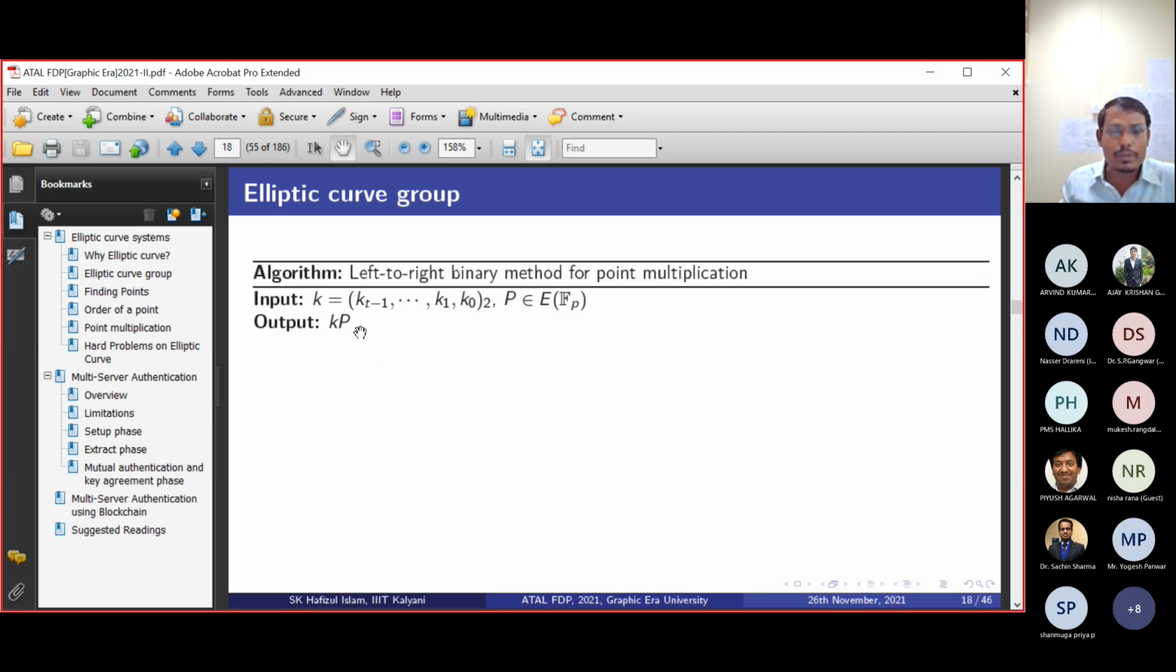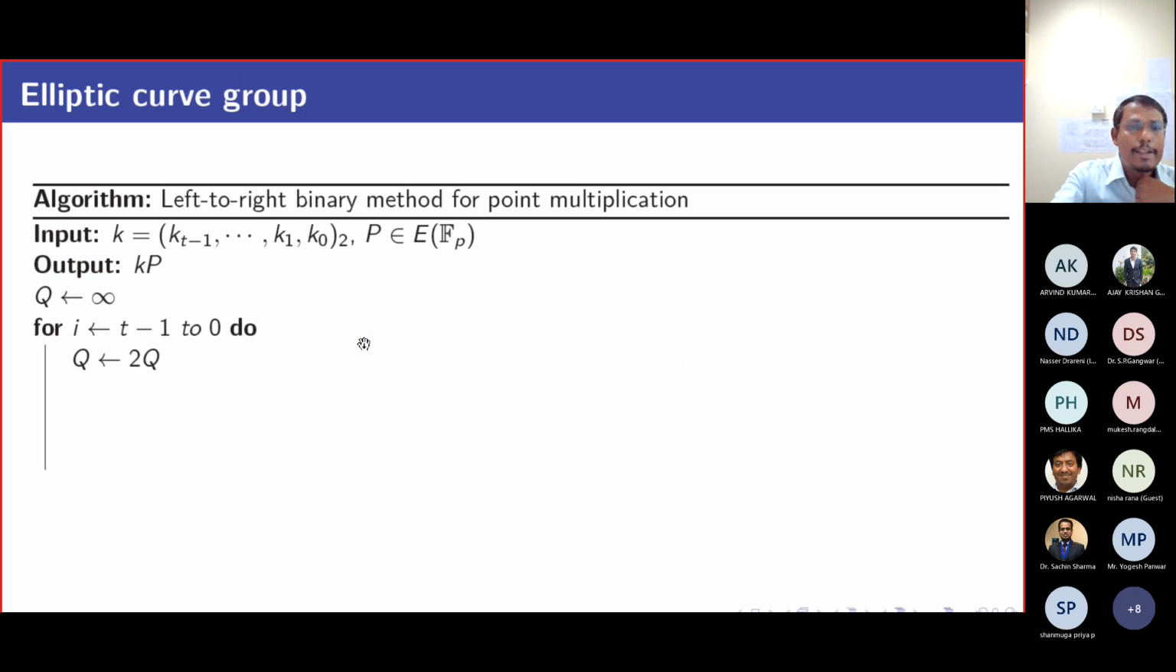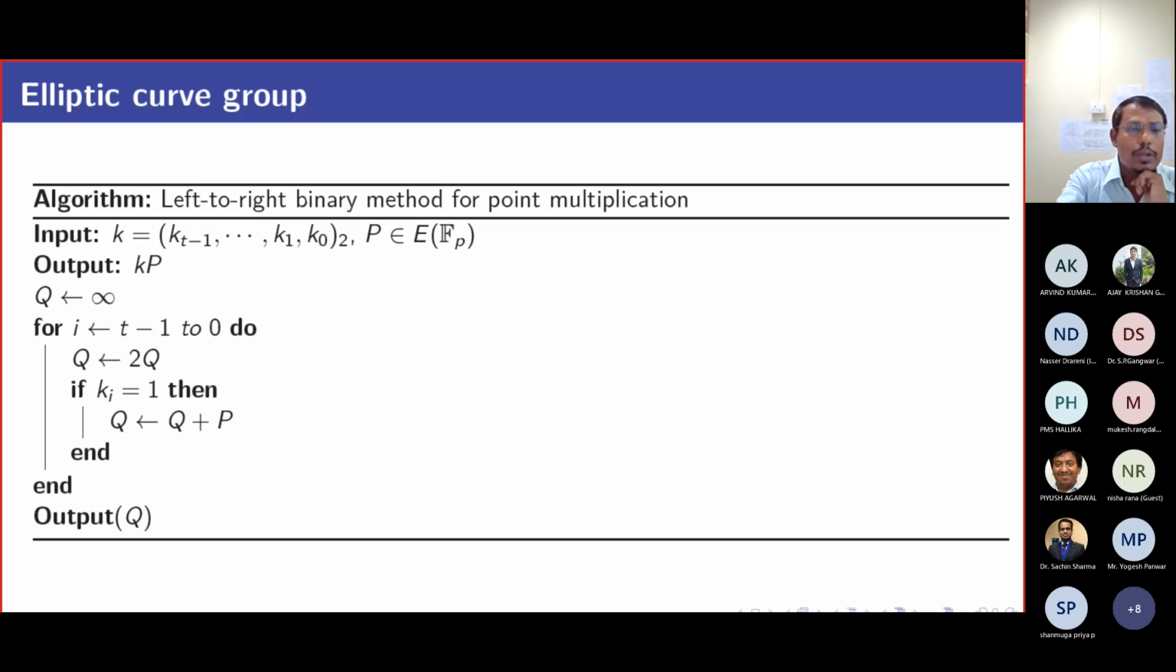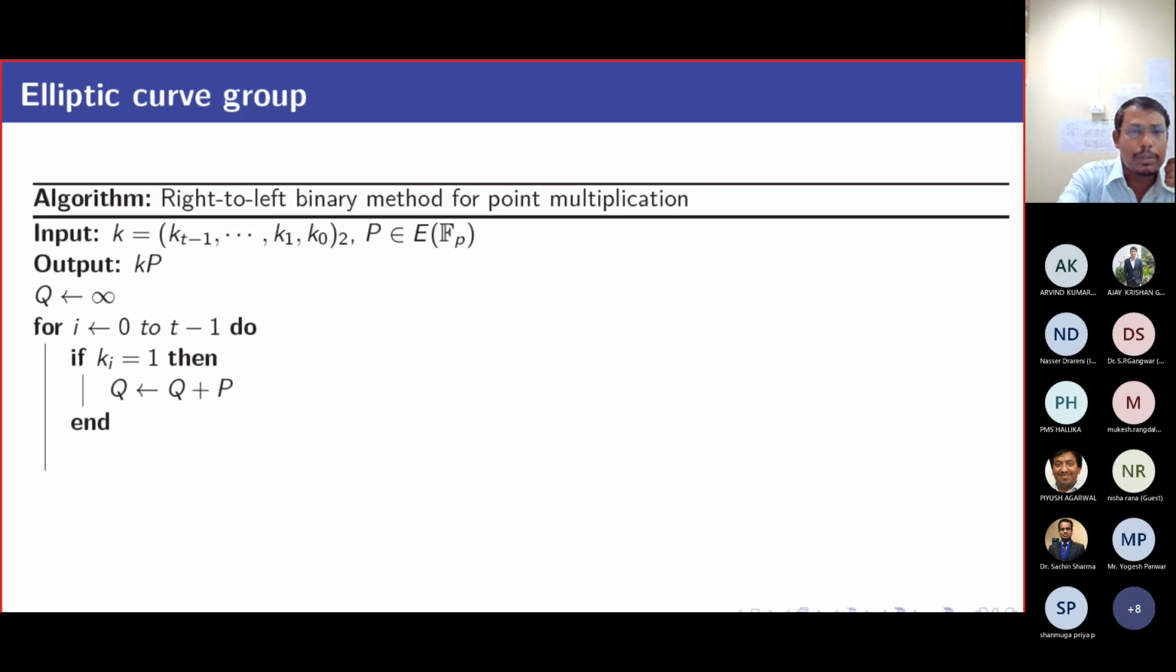So this is called left to right, where we consider the most significant bit first. We represent k in terms of bits k0 to kt minus 1. We consider the first bit, and first perform the doubling operation. Then if the corresponding bit is 1, we perform the addition. If not, we simply double it. This is the way you get the answer. Similarly, the other way is to consider the least significant bit, where we first perform the addition operation, then the point doubling operation.